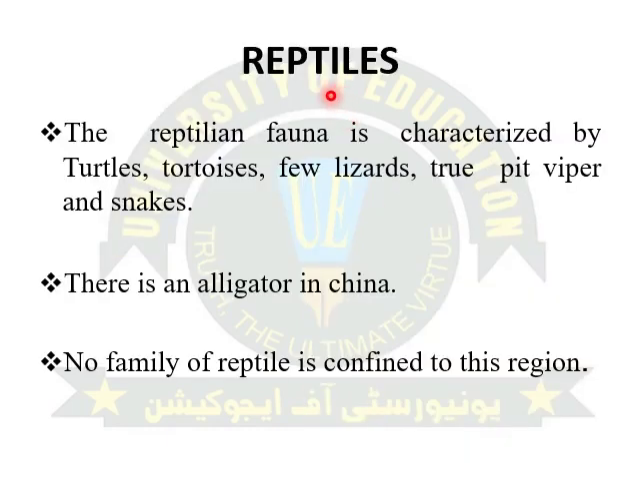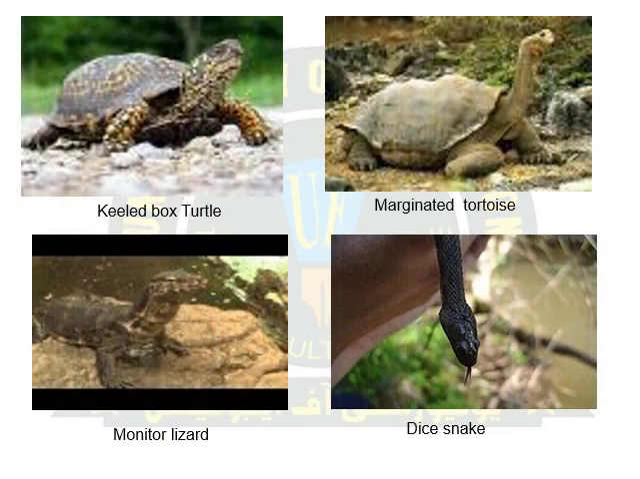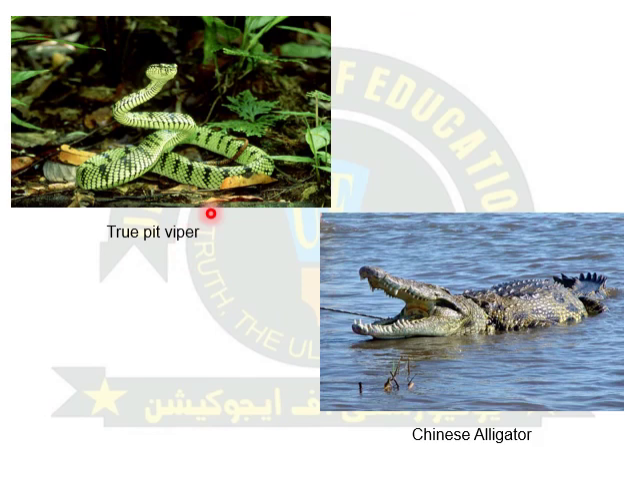If we talk about the reptiles that are present in Palearctic region, there are turtles, tortoises, few lizards, true pit vipers, and snakes. There is also an alligator in China. No family of reptile is confined to this region. There are the keeled box turtle, marginated tortoise, dice snakes, and monitor lizards. Here you can see the picture of true pit vipers and Chinese alligator.